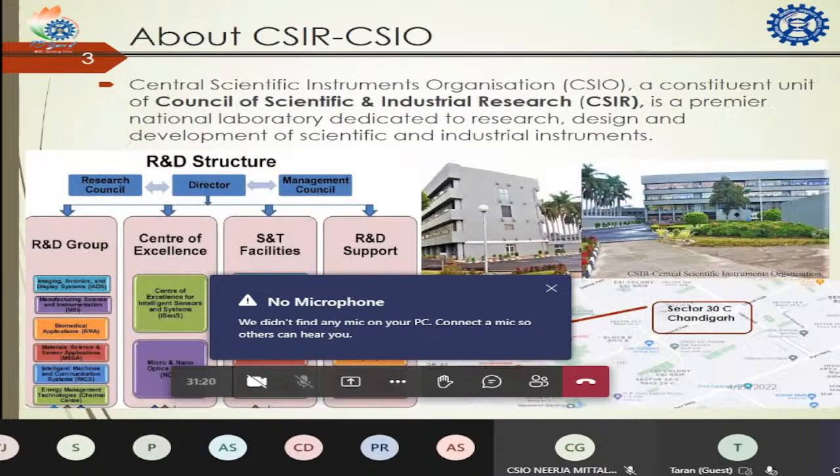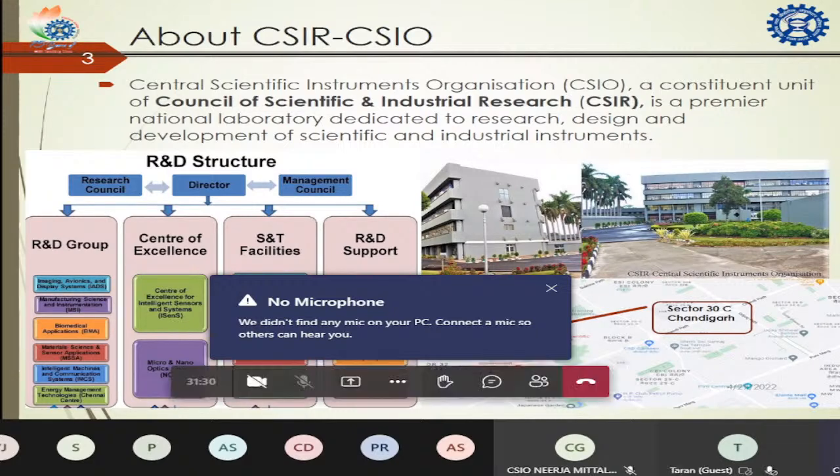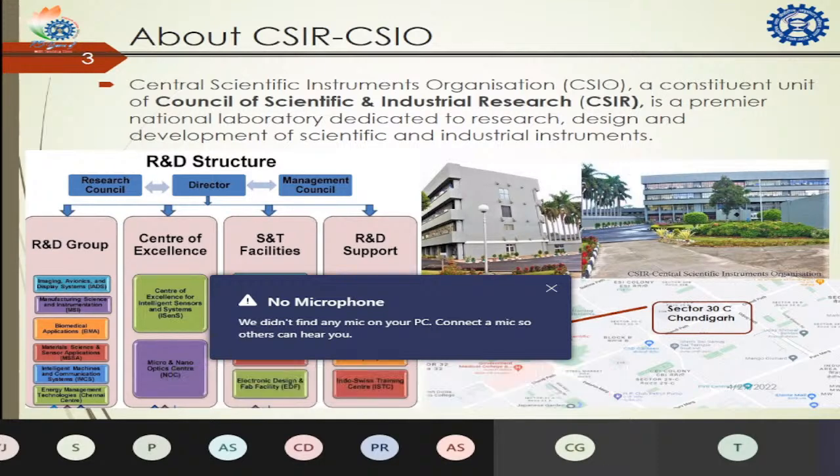So I would like to brief about the organization that I'm working, that is CSIR, CSIO. CSIO or Central Scientific Instruments Organisation is a constituent unit of CSIR, Council of Scientific and Industrial Research, headquartered in Delhi, and it's a premier national laboratory dedicated to research, design, development of scientific and industrial instruments.